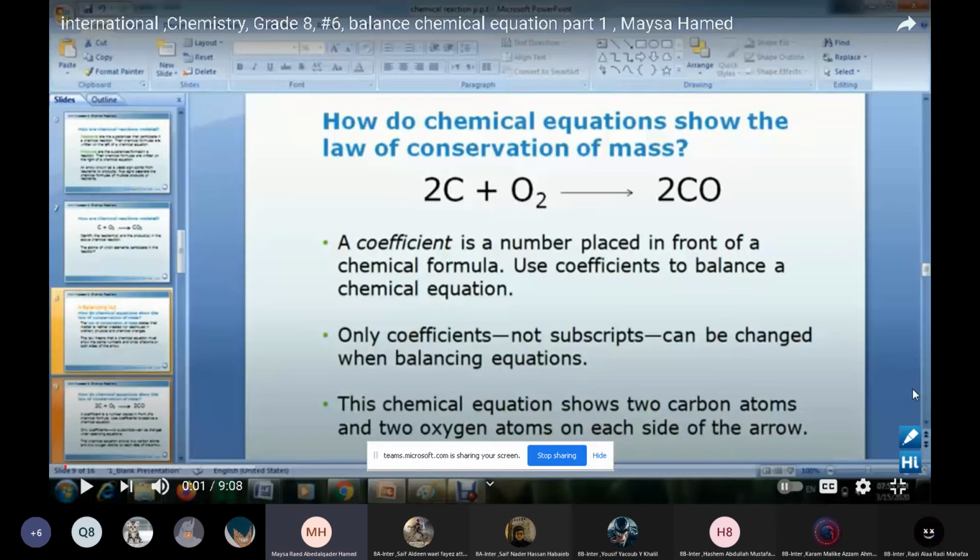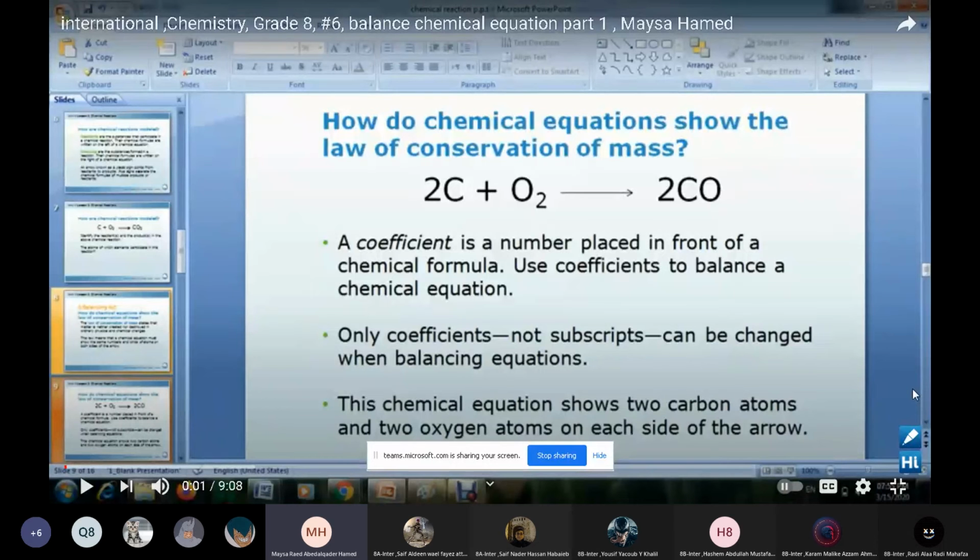Why am I talking about the coefficient? Why did I tell you how to know the number of atoms and the number of molecules? Because till now we didn't talk about how to balance a chemical equation. We want to learn how to balance a chemical equation. You have to know this: only coefficients, not subscripts, can be changed when balancing a chemical equation.